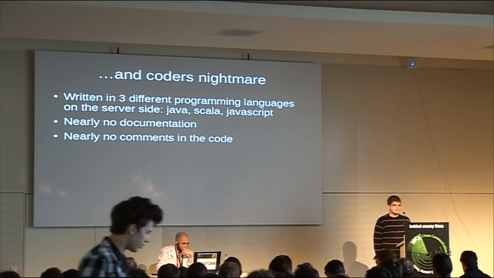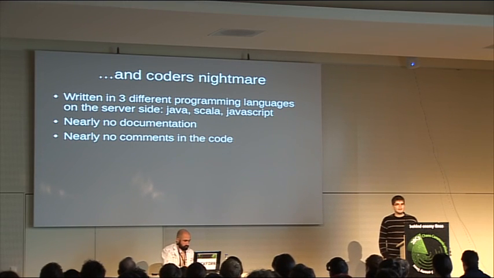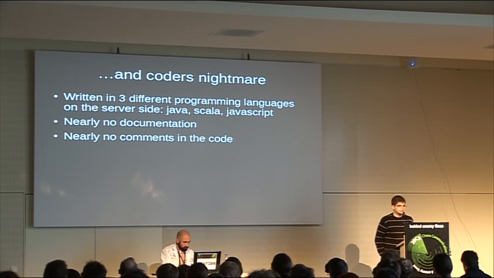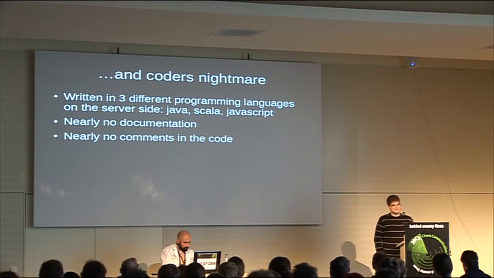The other problem is it's also a coder's nightmare. It's written in three different programming languages on the server side. It's Java, Scala, and JavaScript, which runs on Rhino. There's nearly no documentation. And there are nearly no comments in the code. So it's very, very difficult to change it, even if it's open source. So open source is not everything. You also need documentation, too.